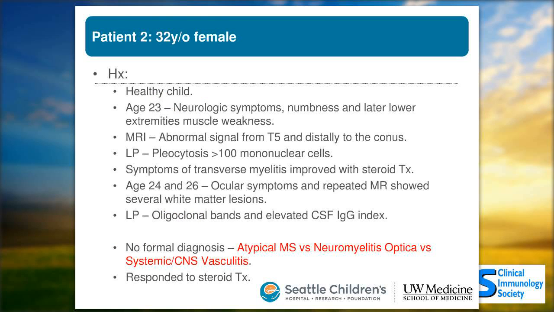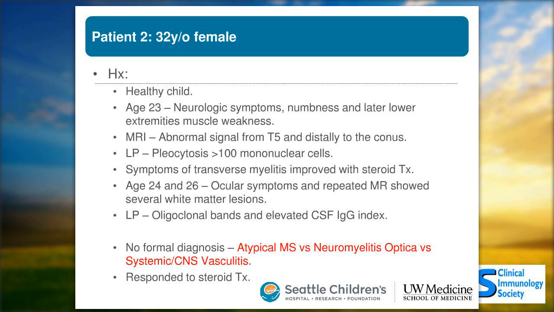At that time, she presented with neurological symptoms, started with numbness involving the lower extremities, and then developed later into muscle weakness. She had an MR study which showed abnormal signal in the lower spinal cord, T5 and below. LP, lumbar puncture, showed pleocytosis with more than 100 mononuclear cells. And she was diagnosed with transverse myelitis. She was treated with steroid with improvement.